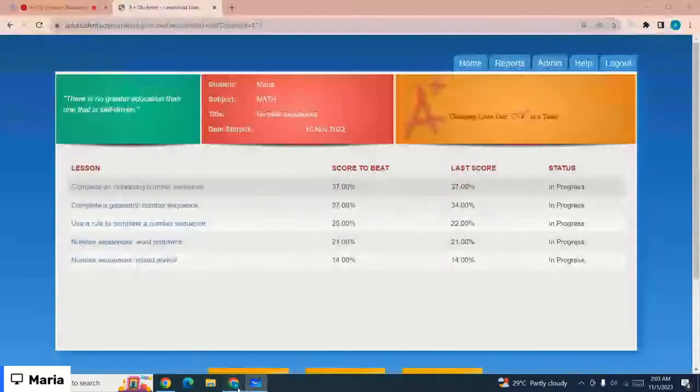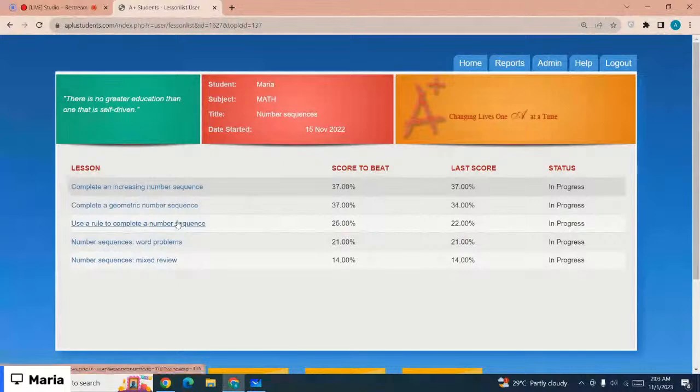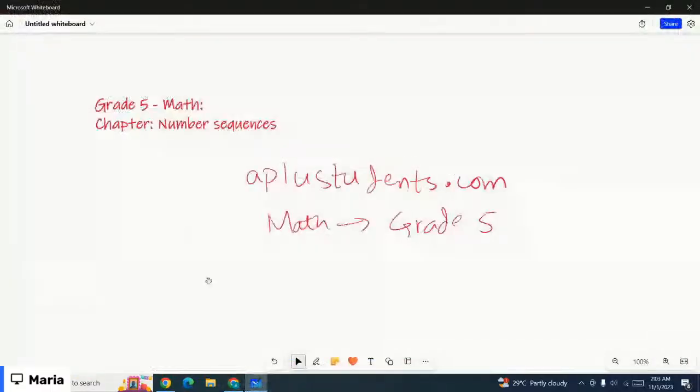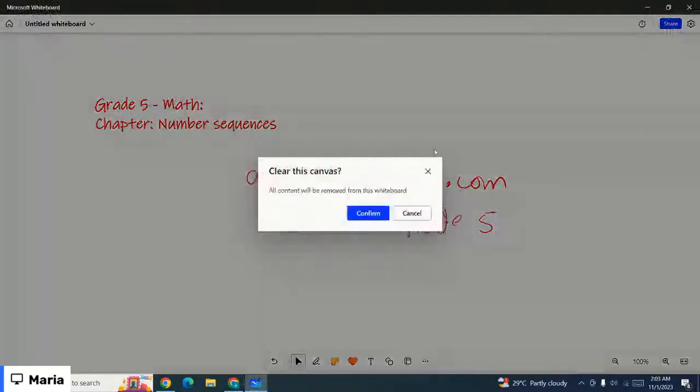Okay, here I'm on grade 5 math. So the first lesson is complete and increasing number sequence, right? So let's just see what are the increasing number sequences and how do we complete them, right?